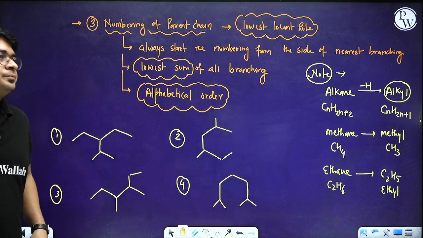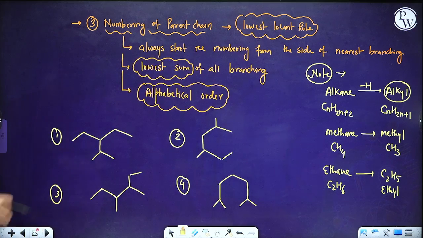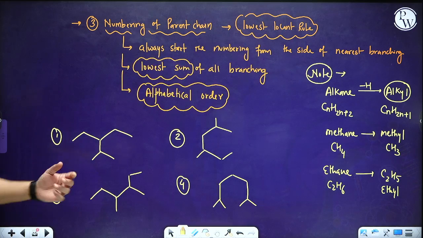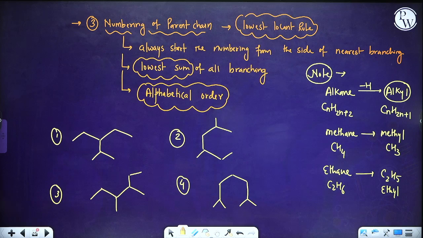Okay, let's try to decode certain questions. First of all, select the parent chain, then try to use the numbering and apply all the rules, which are the lowest locant rule.